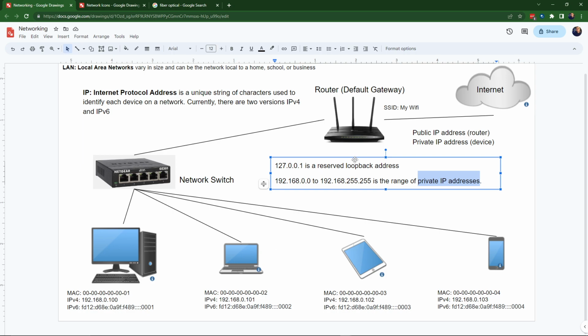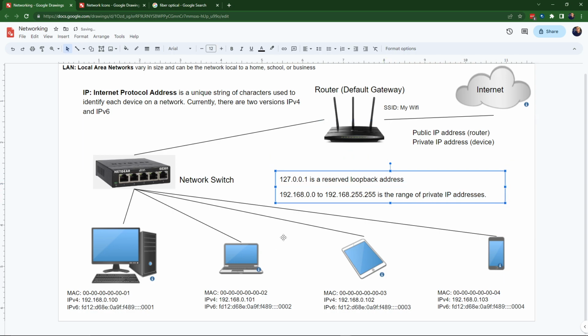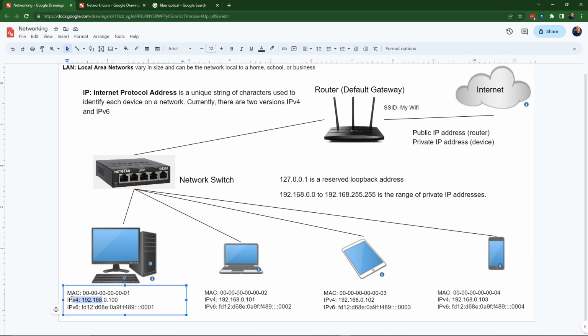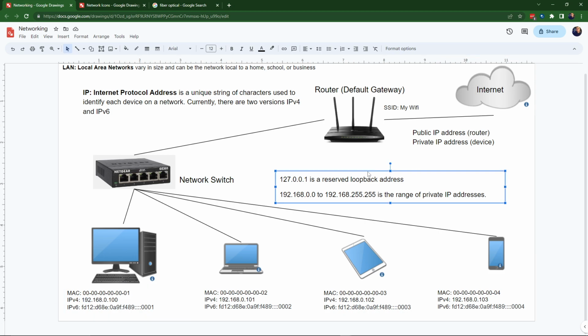192.168.0.100. Now, this is just something I picked. It could be different. You totally could get a different IP address, but most places are going to use that 192.168 address. It's going to be rare that you see anything different.